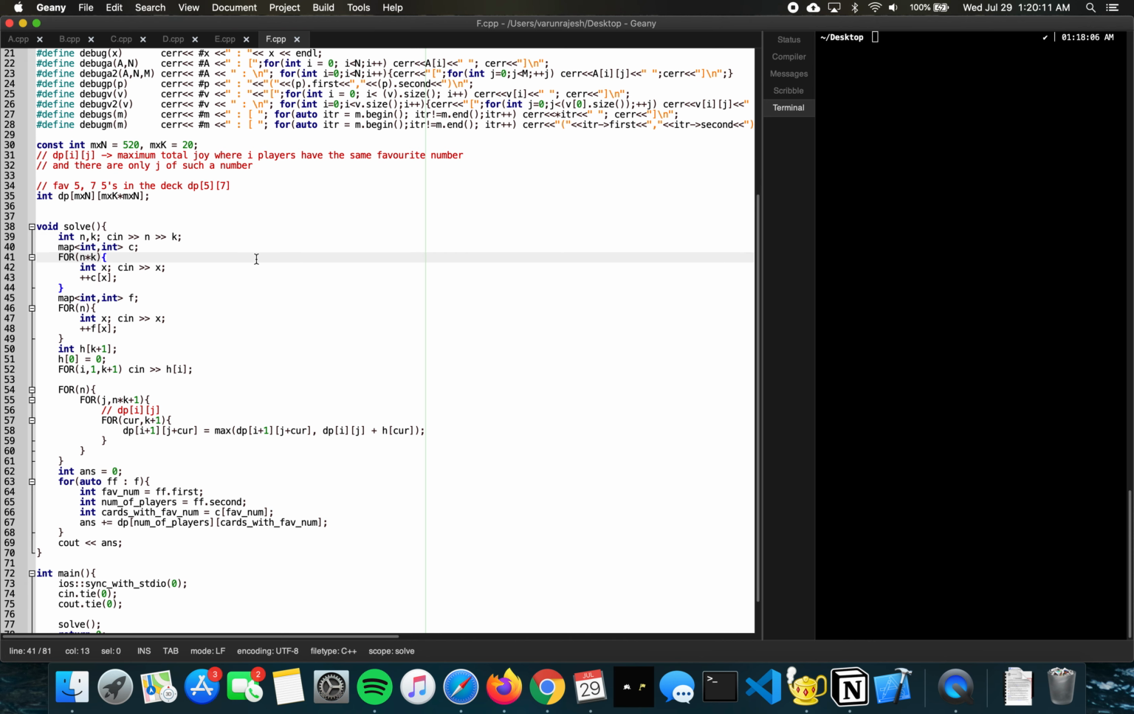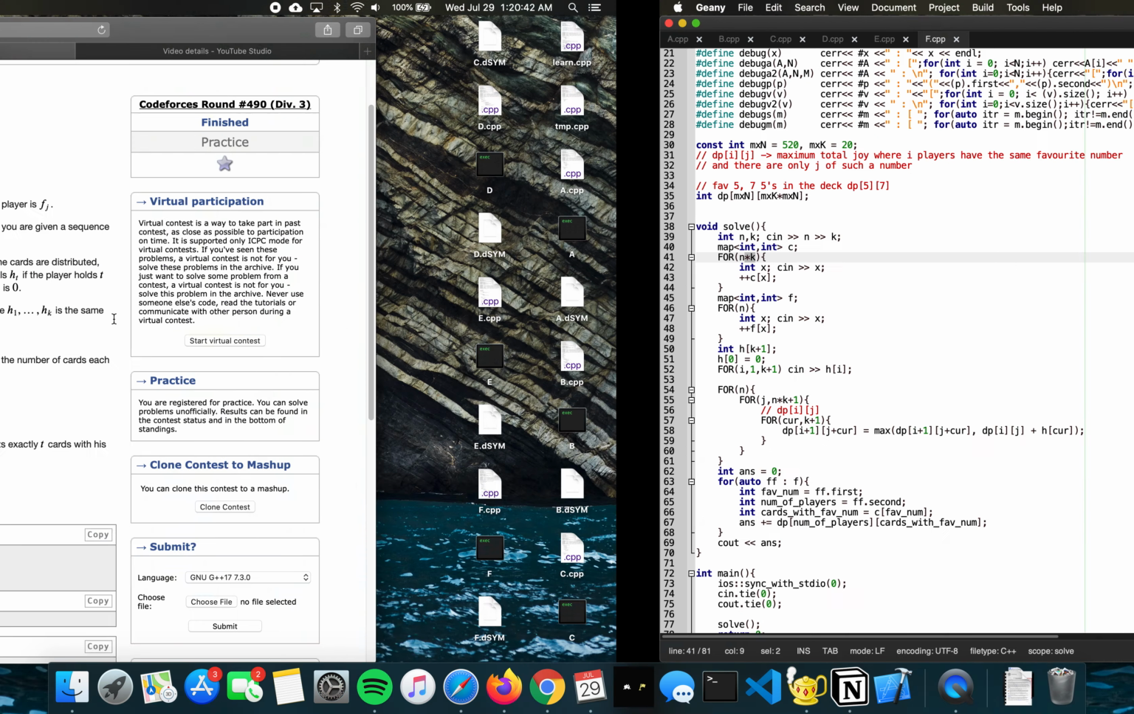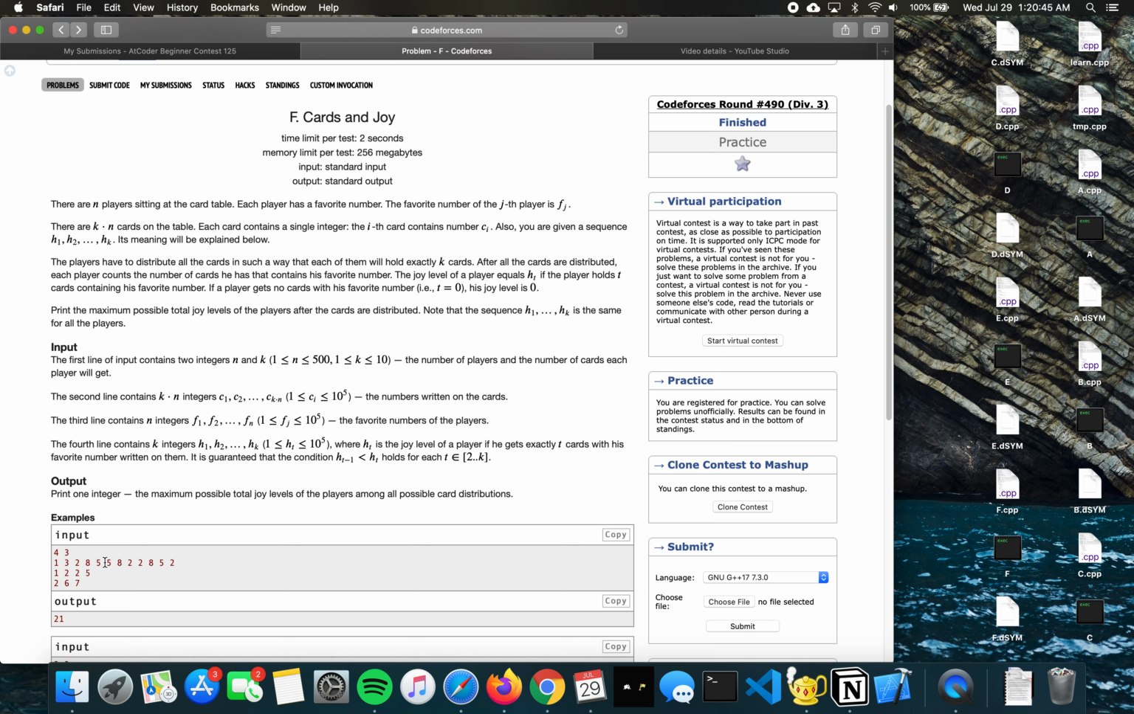The key thing to note is that for the cards and for the favorite numbers, we store them in a map. Why is that? Because we don't really care. For the cards, rather than having an n by k array, it's better to store everything in a map where the key would be the card, and the value would be the number of times this card is there. For example here, 5 is here 3 times, so the key would be 5, and the value would be 3. So we know that 5 is in this deck 3 times.